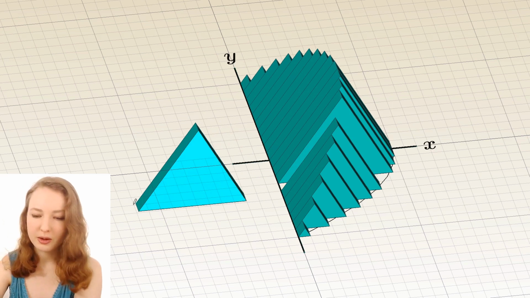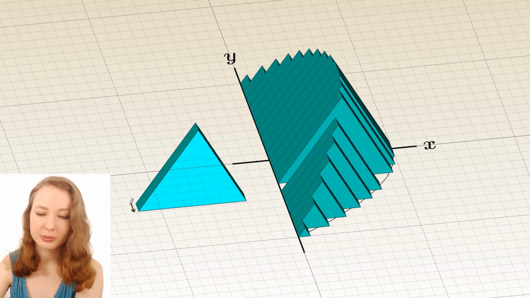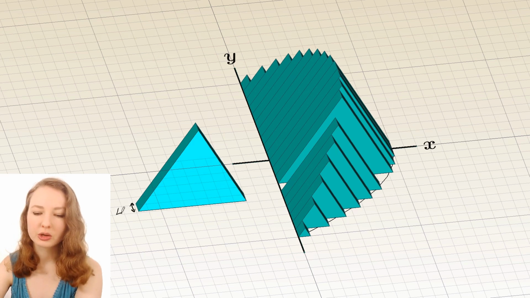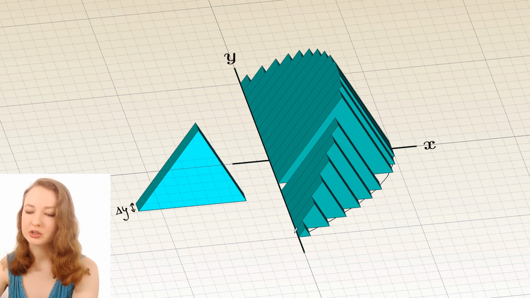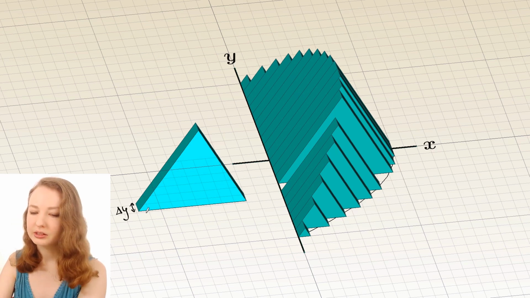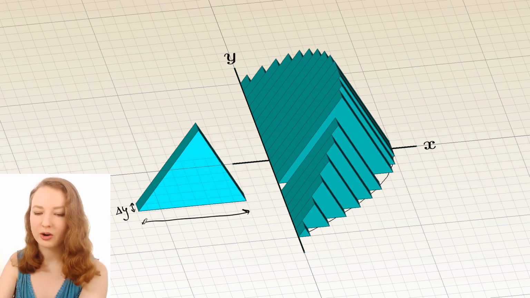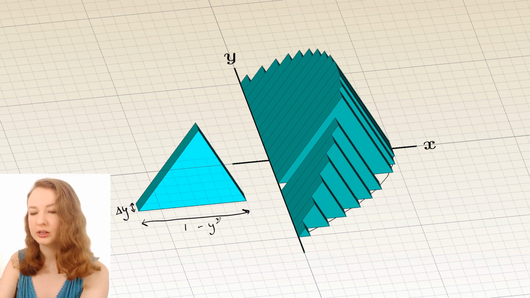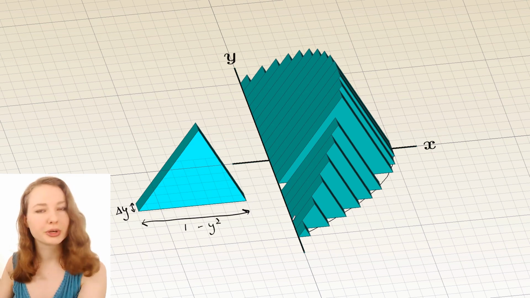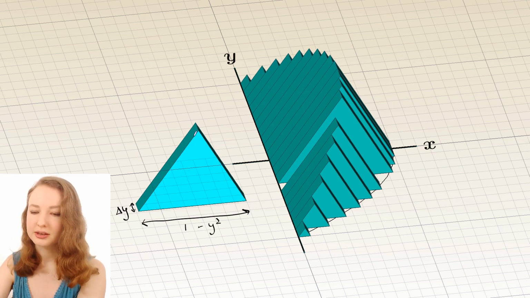So the thickness of that prism is whatever you choose it to be depending on the number of triangles. So I'll just call that delta y, because it's the change in y as y is going along there. And then this side length was 1 minus y squared, because that was the graph of 1 minus y squared. And the volume of a prism is just that thickness times the area.